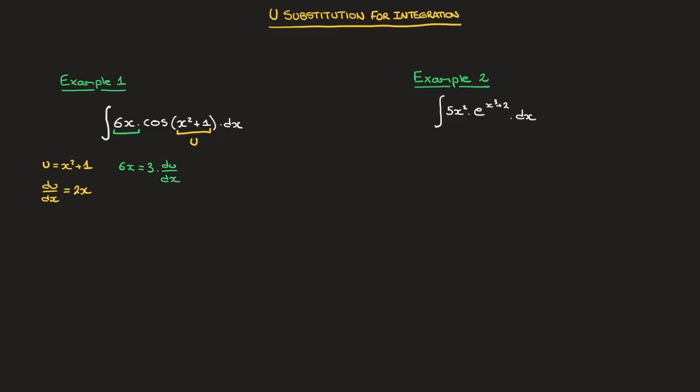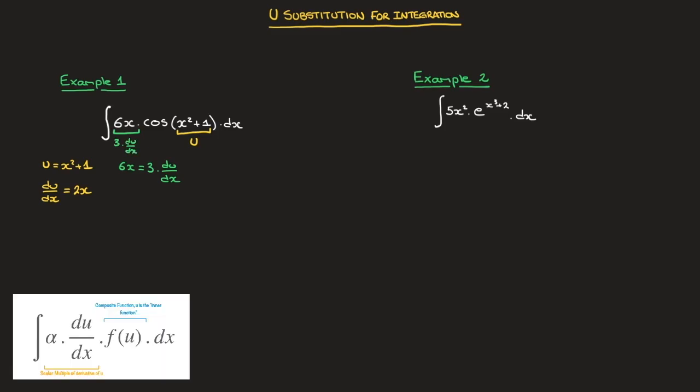And so we see quite clearly here that 6x is a scalar multiple or a constant multiple of the derivative of u. And in fact, we could write it here as well. We could go 3 times du dx right there. And that's what tells us that we can use U substitution. And here's how to do that.